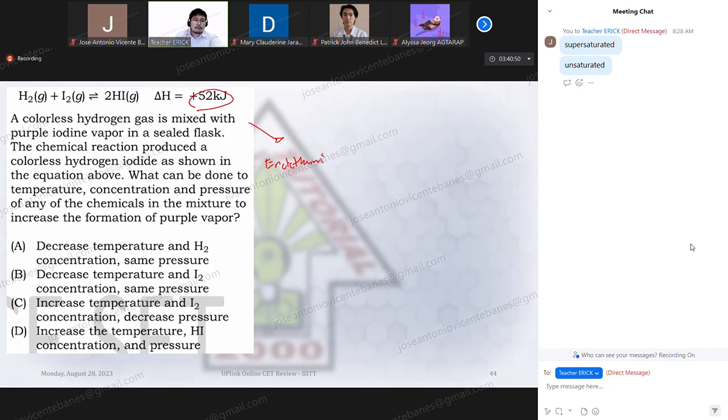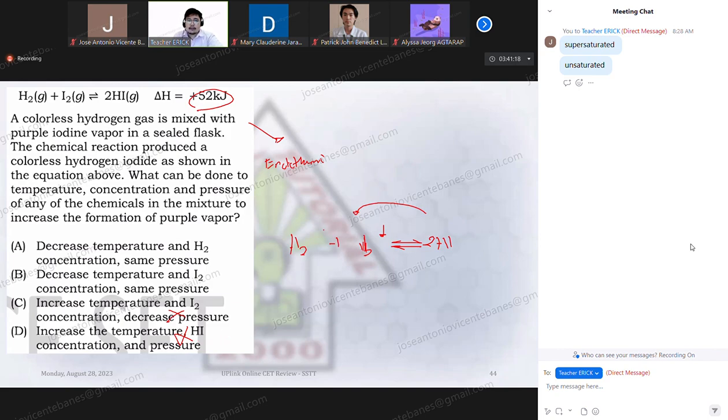Now, if you want to produce iodine, since iodine is in the equation H2 plus I2 yields 2HI, we have to make sure to lower the temperature so that the reaction will go to the left side of the equation. Therefore, the third one and the fourth one will not be included in our choices.